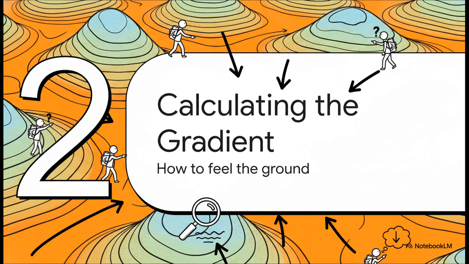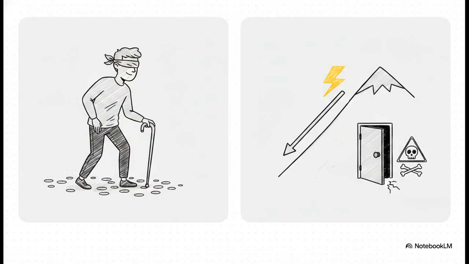Section 2. Calculating the gradient. So, the big question here is how on earth do we mathematically feel the ground to make sure we're actually moving toward the bottom of the valley and not accidentally hiking further up the mountain? Well, we have two main ways to figure out that slope. First up is the numerical gradient. Think of this like taking a tiny, tentative step in every single possible direction, measuring how the altitude changes, and then kind of guesstimating the slope.